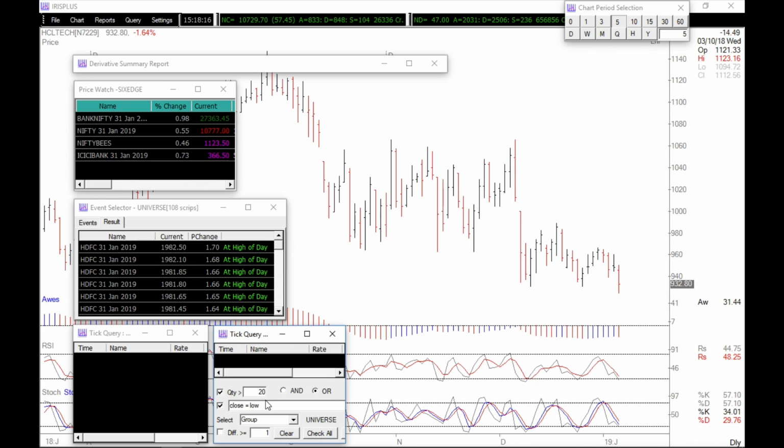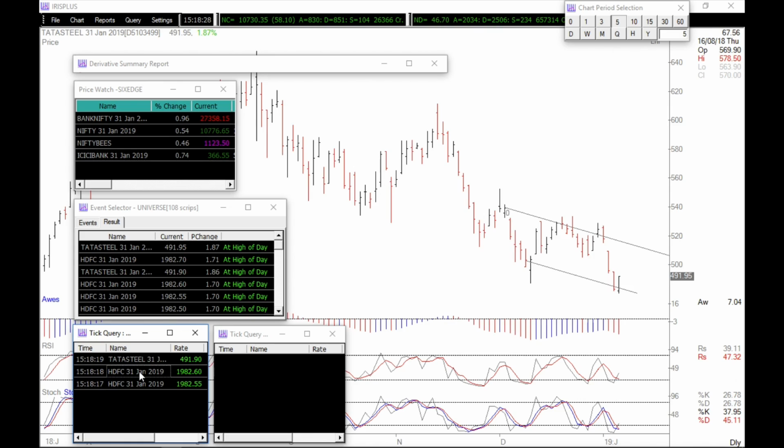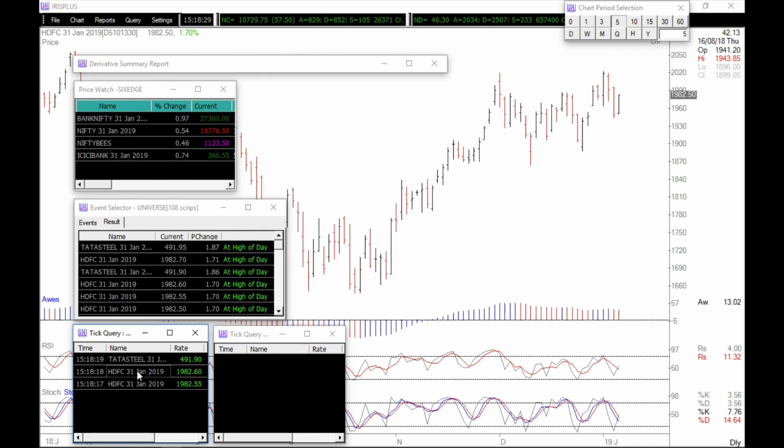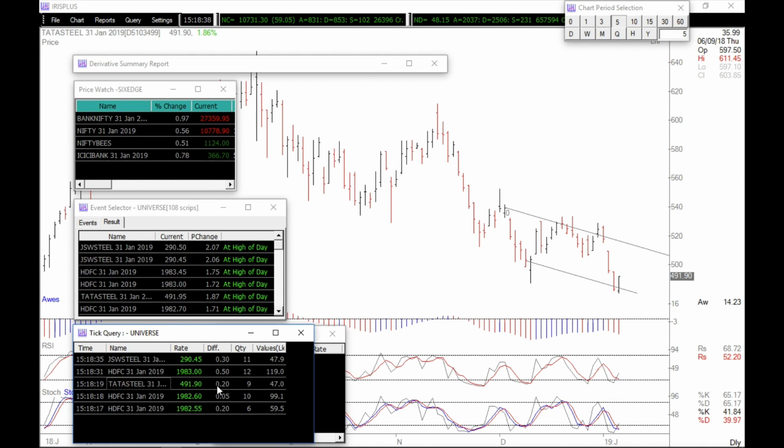Similarly, if you come to the tick query on the negative side, I've said close equal to low and I've given 20. If I reduce it to 10 or 5, of course, you will get more ideas at the lowest point. So as you see over here, Tata Steel, HDFC has started populating. Tata Steel at 491.90, and if you allow me to just drag this a little further, with a 20 paisa price difference, 9 lots were traded and the value was around 47 lakhs.